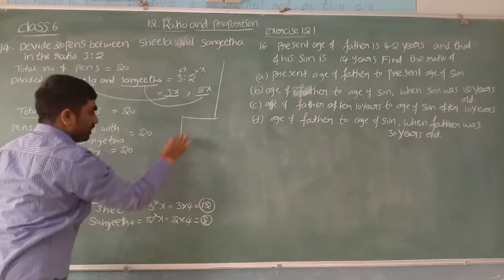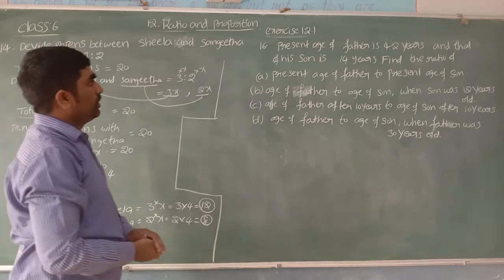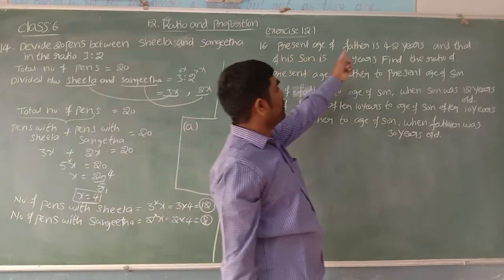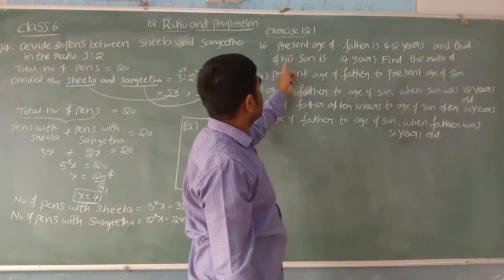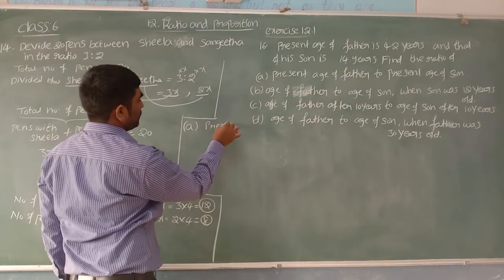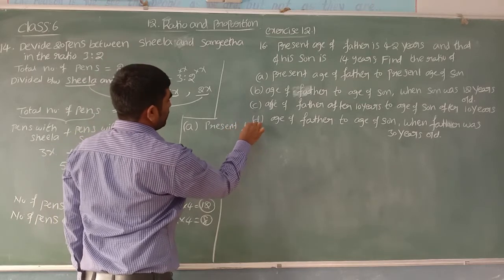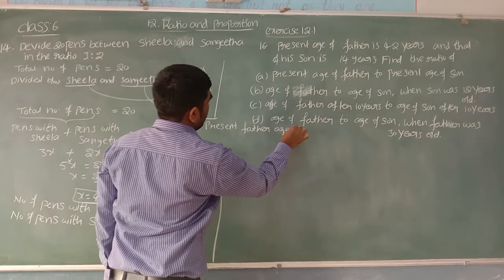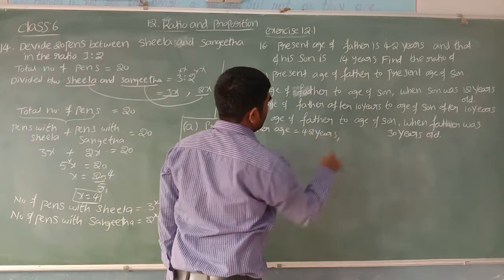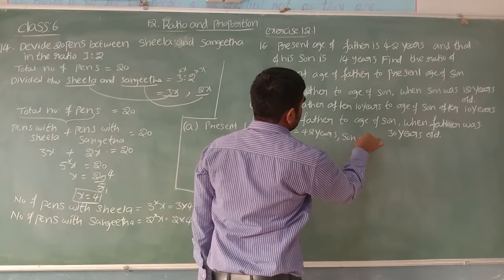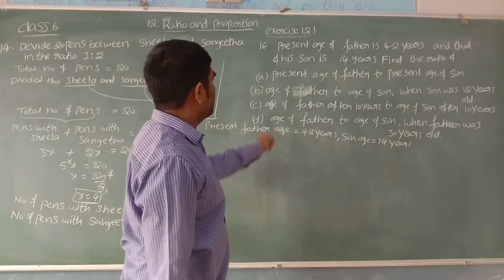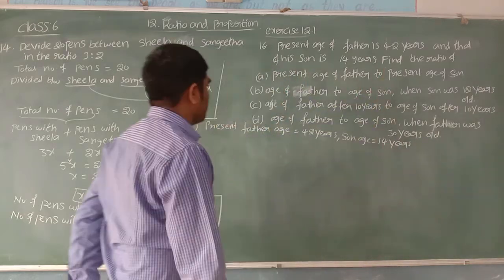Yes. Now let us see one more. 16th one we'll see here now. Present age of father is 42 years and that of son age is 14 years. So let me write here present. What do they say, beta? Father age. So what is the father age, beta? Father age is equal to 42 years and also they said son age is equal to 14 years. Now what are they asking to find? Present age of father to present age of son.